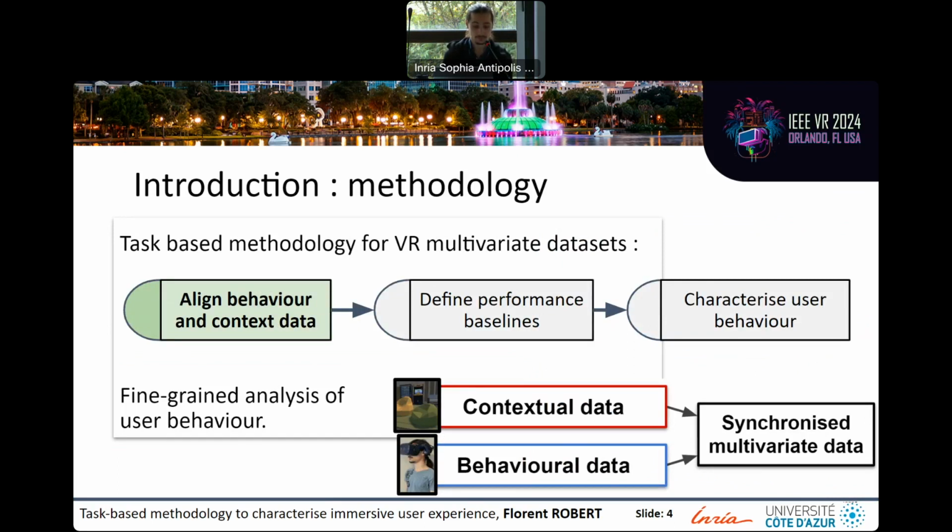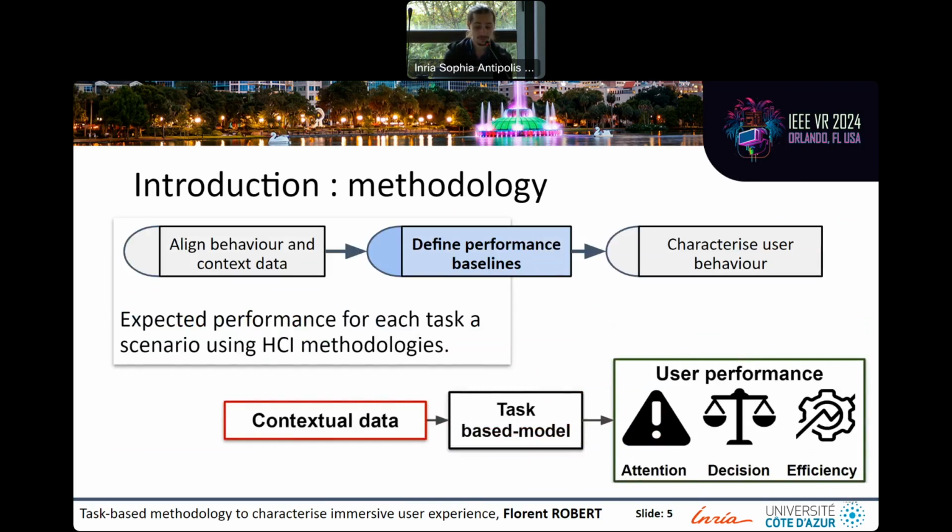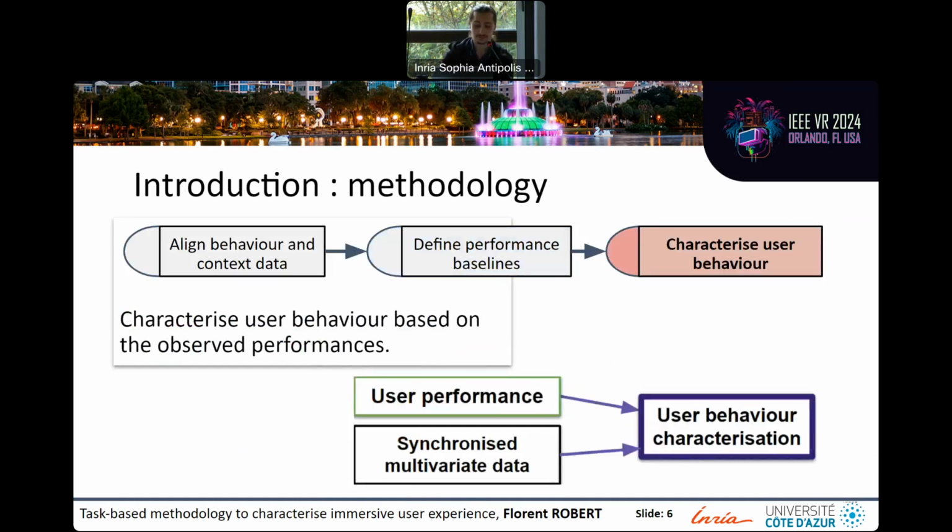The first step consists of aligning the behavior and the contextual data of the experience in order to provide a fine-grained analysis of the user behavior. The second step is to define the performance baseline, the point being to define the expected performance for each task of a scenario using some HCI methodologies, notably the GOMS and the task model, that I will talk a bit more about later. And then the last step is to characterize the user behavior based on the observed performance.